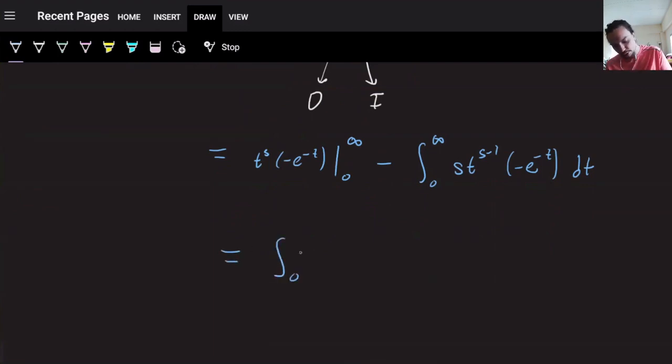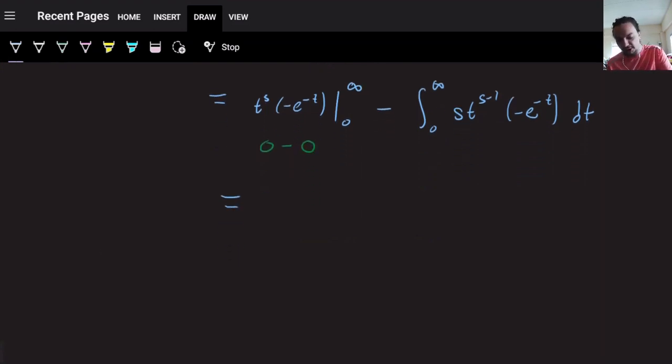And I should say, this guy at 0, 0 to the s is 0, so that's going to be fine. This is why we need s to be greater than 0. Okay. So 0 to the s is 0. And then at infinity, the limit as this goes to infinity is going to be 0, because e to the minus t goes to 0 really quickly, and t to the s goes to infinity slowly compared to e to the minus t. Okay. So this guy is just 0 minus 0, and that's going to be fine.